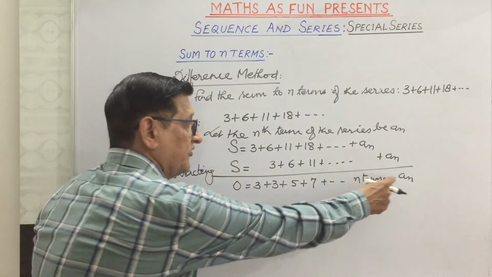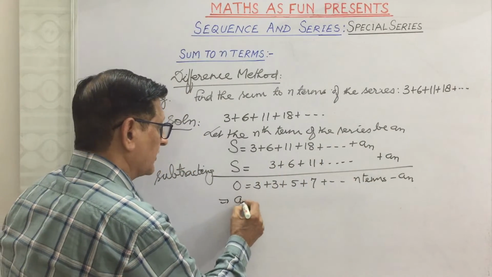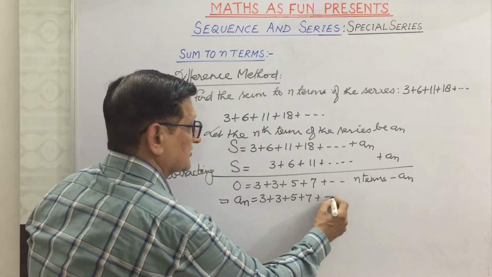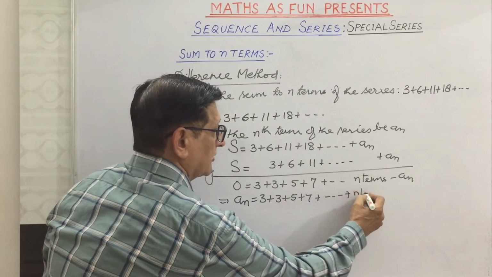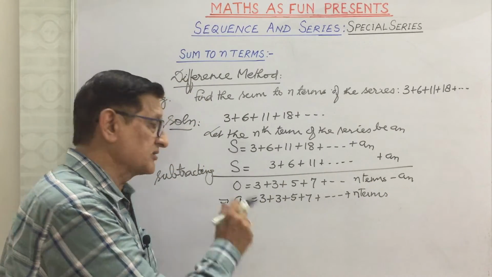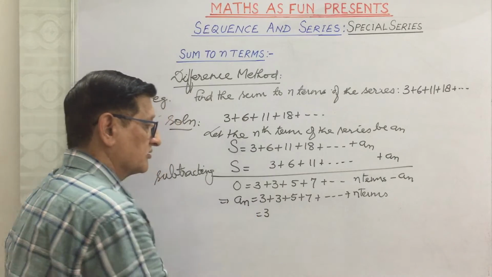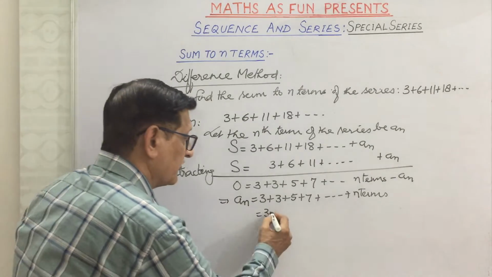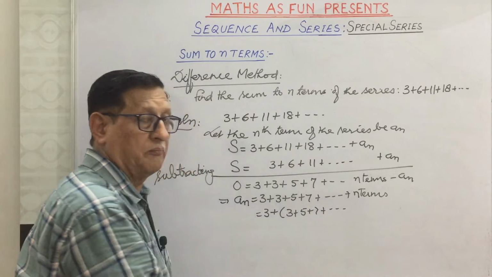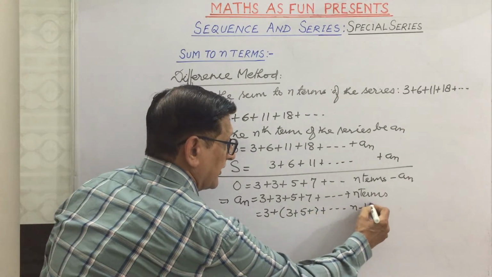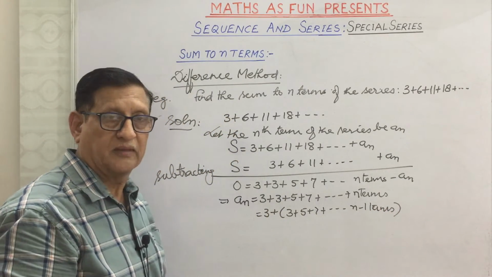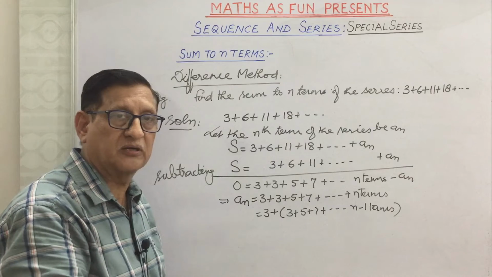What we see, if we transpose this an, we are getting an as 3 plus 3 plus 5 plus 7, so on, n terms. We can see still it is not an AP, but if we separate this first term, we are finding this is an AP 3 plus 5 plus 7, but here we will have only n minus 1 terms because one term is here. And we know how to find out the sum of AP.